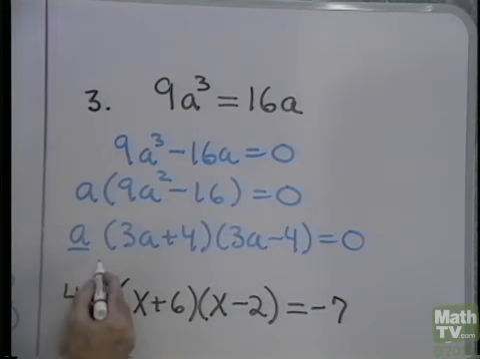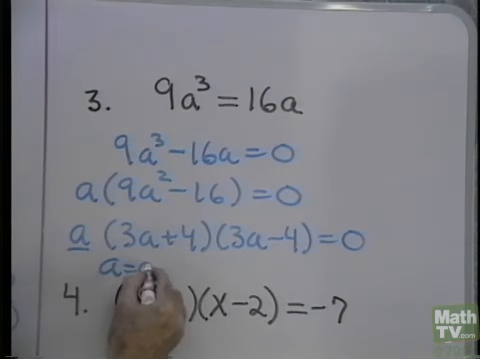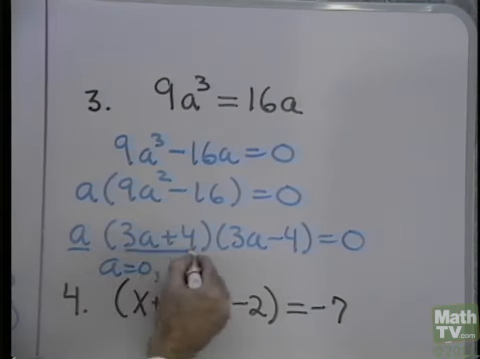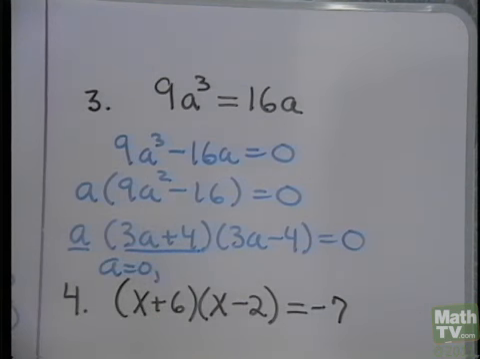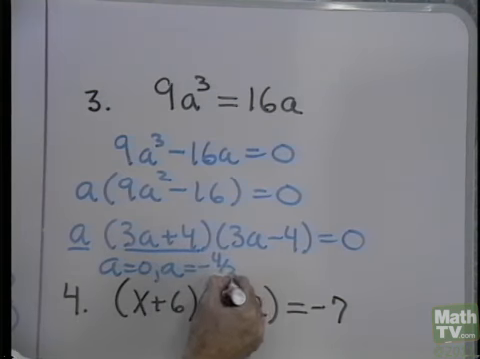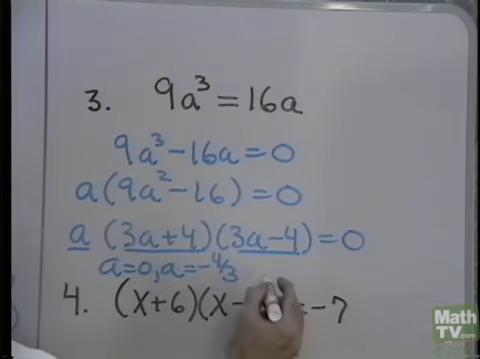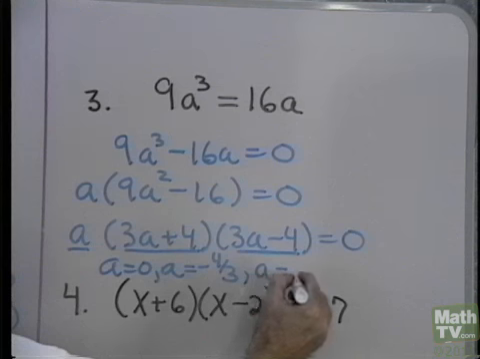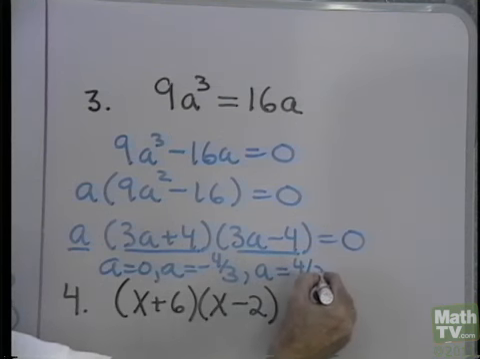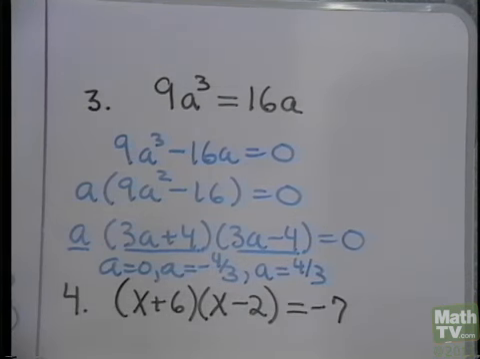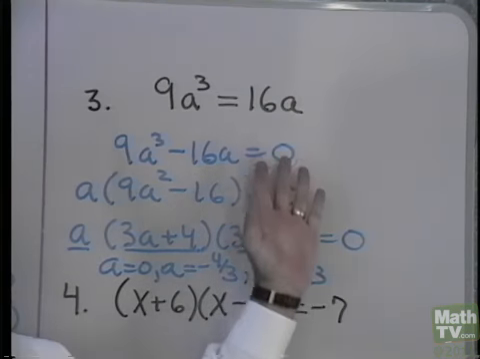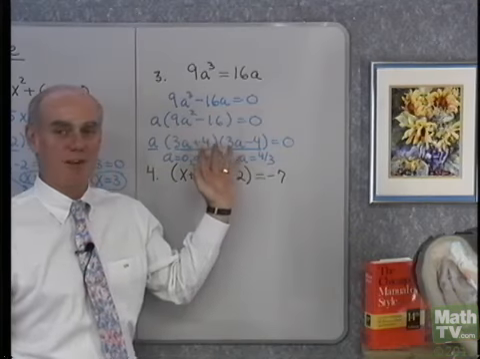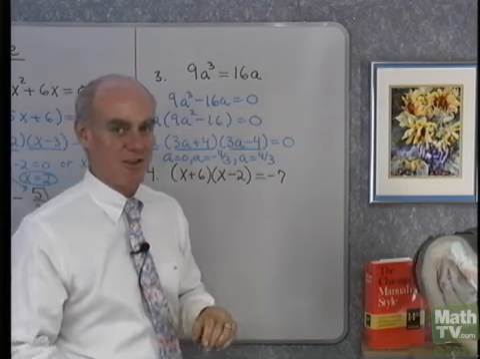If I set this factor equal to 0, I get one solution of a equals 0. If I set this factor equal to 0, I get a equals negative 4/3. And if I set this factor equal to 0, I get a third solution, a is equal to positive 4/3. So three solutions to this equation, and I find them by putting the equation in standard form, factoring the left side, and then setting each of the factors equal to 0.